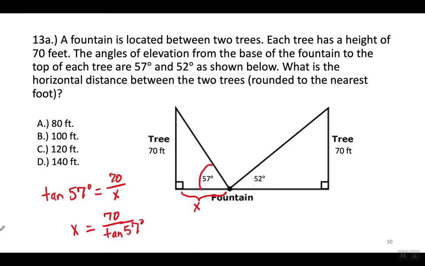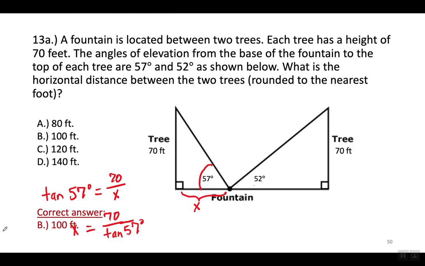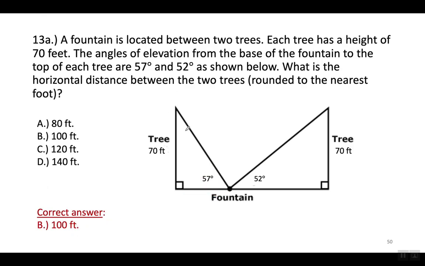So you would do that in your calculator: 70 divided by 57 tan equals, and when you do that, your answer for this side is approximately, let's just say 45 feet. I accidentally put up the answer, but whatever.